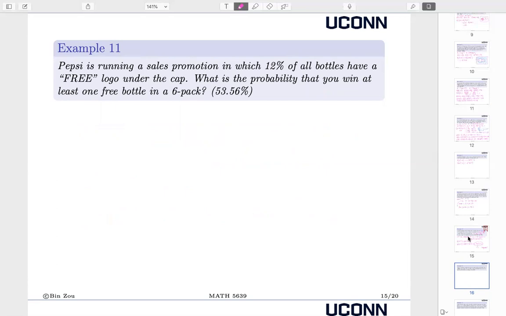Example here is about Pepsi running a sales promotion in which 12% of the bottles have a free logo. What is the probability that you win at least one in a 6-pack? This is often tested with the keyword "at least one", right? So let's use A to denote at least one. Okay, of course, it's in a 6-pack.